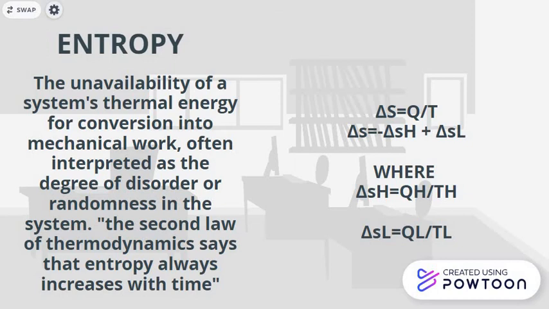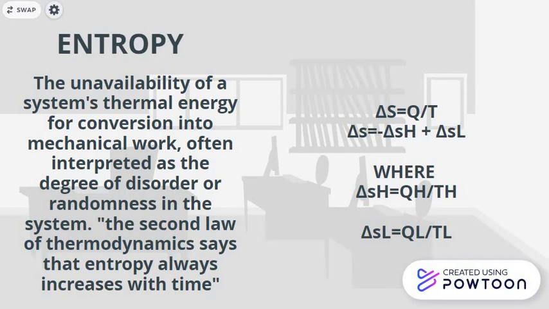Entropy means the unavailability of a system's thermal energy for conversion into mechanical work, often interpreted as the degree of disorder or randomness in the system. The second law of thermodynamics says that entropy always increases with time. The change in entropy when an amount of heat Q is added is delta S equals Q over T, where the temperature is in Kelvin.